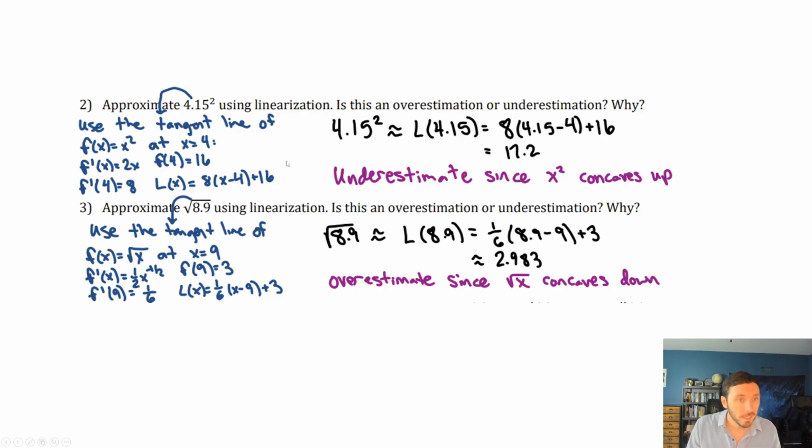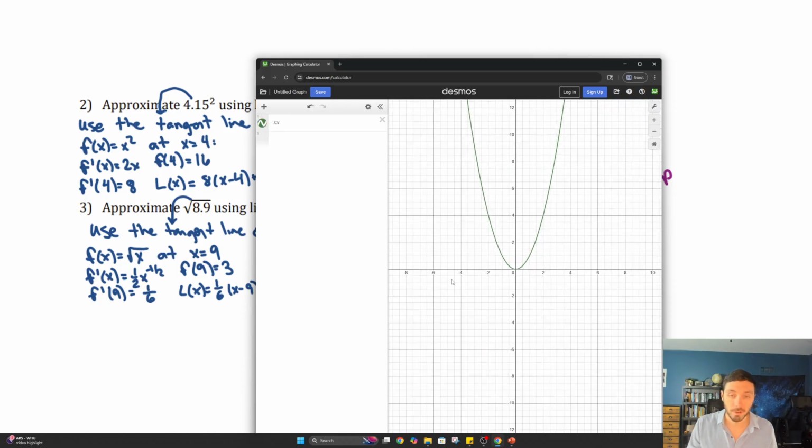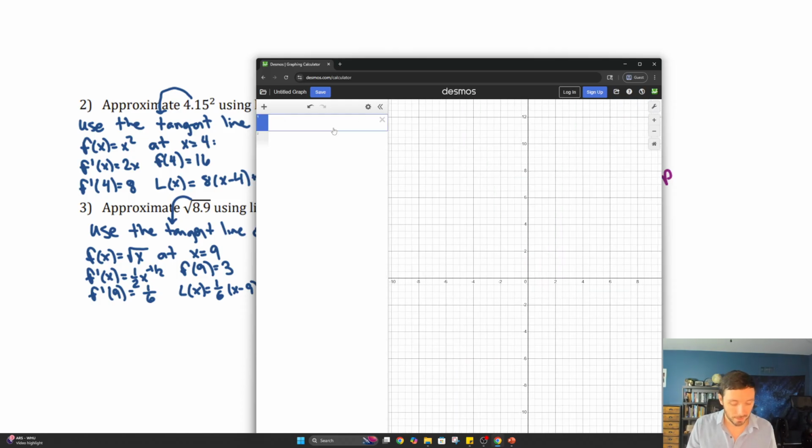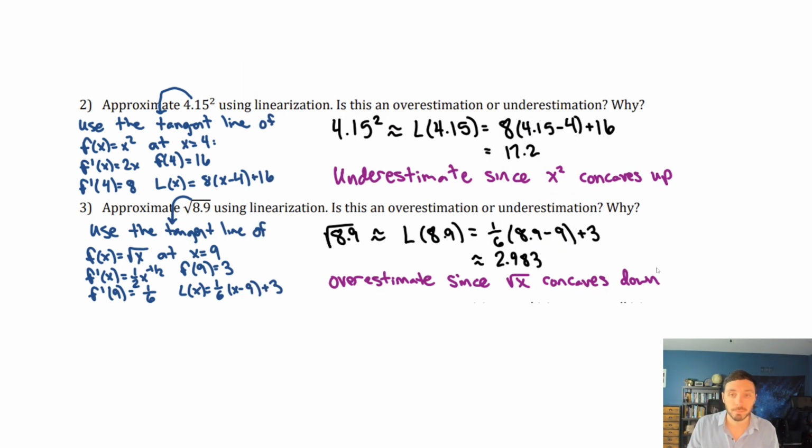So when I plug in my 4.15 into that, I'm getting 17.2, and I'm thinking, well, okay, x squared is always concave up. So because of that, this must be an underestimate. Whereas with the square root of x, that's always concave down, right? I don't have to actually solve out these derivatives to know that x squared is always concave up, and that the square root of x follows more that concave down shape. I don't actually have to compute them. I just need to know the curvature of it all.